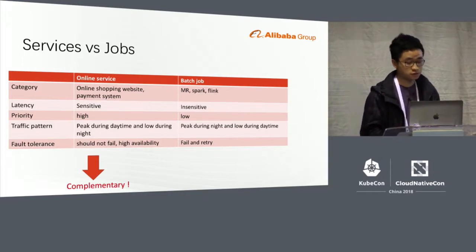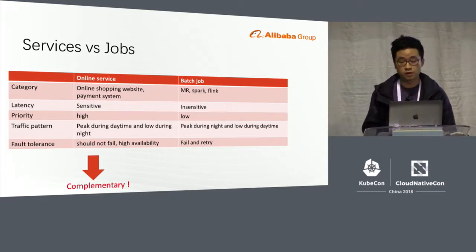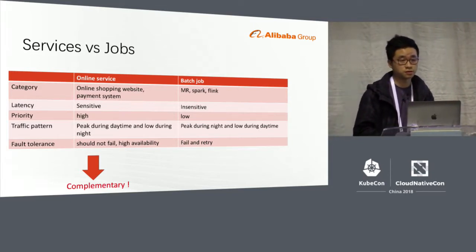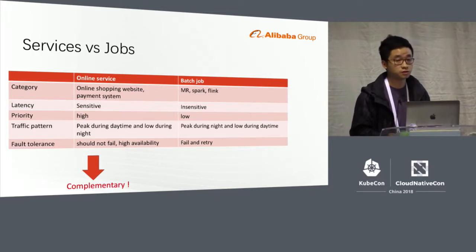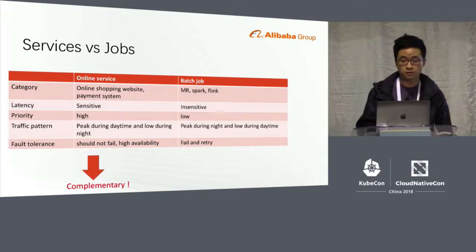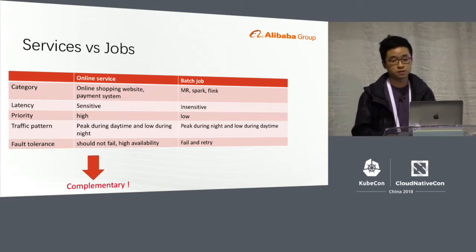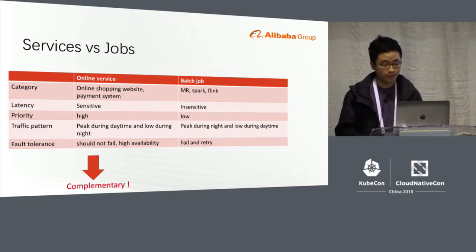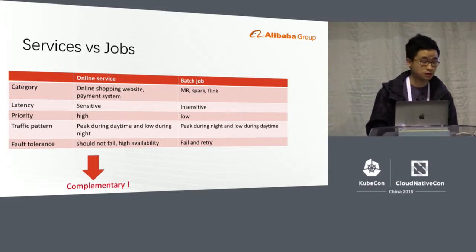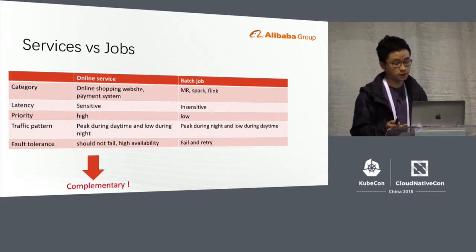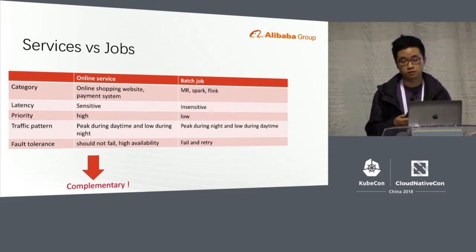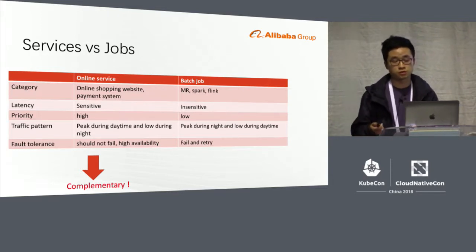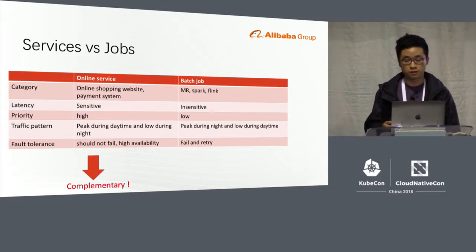Offline jobs are also very costly, while online service is very high priority for us. If there are some accidents, we need to give priority to the online jobs, because they are at the forefront of dealing with customers. However, batch jobs offline are very low priority because we don't contact the clients in the batch jobs. There's also a traffic pattern difference between online and offline. The online service traffic peaks in the daytime and is very lean at nighttime, because all of our customers are sleeping.